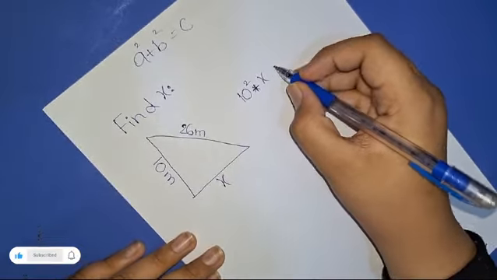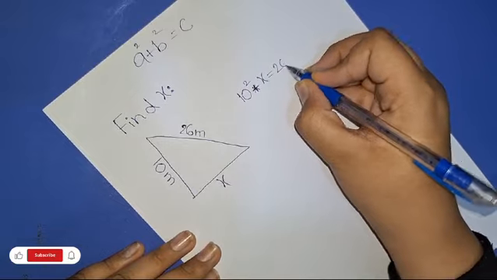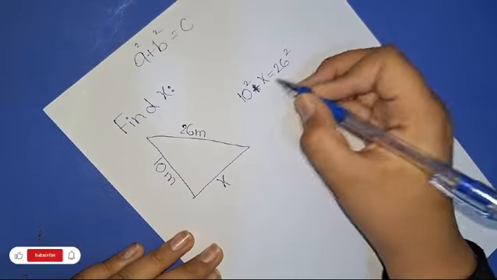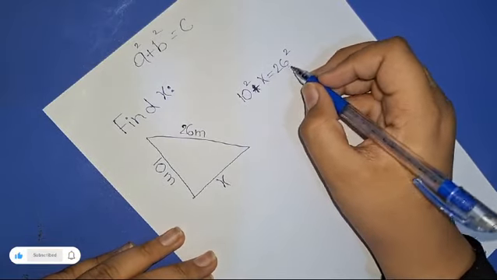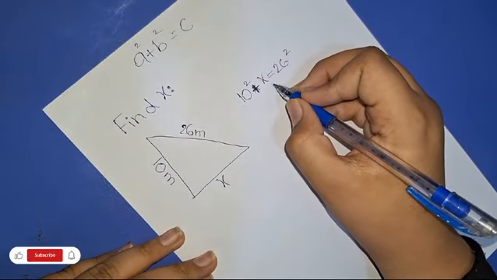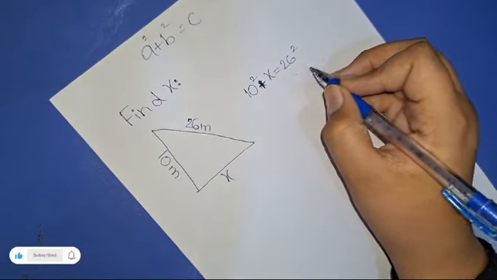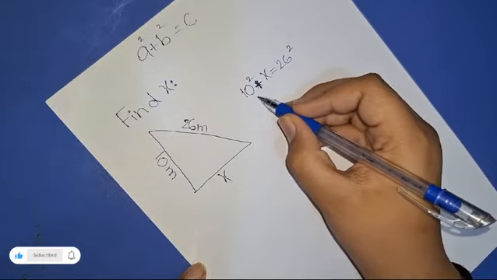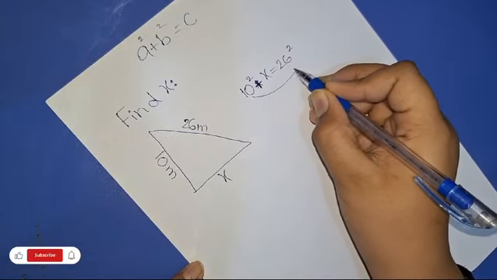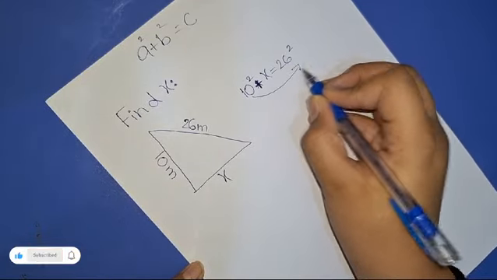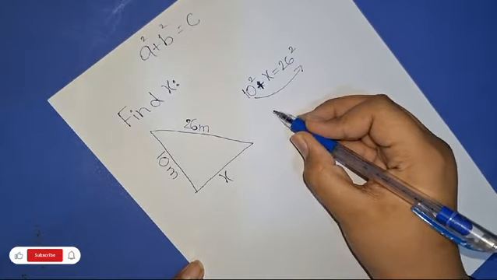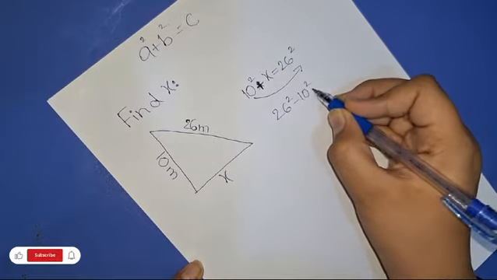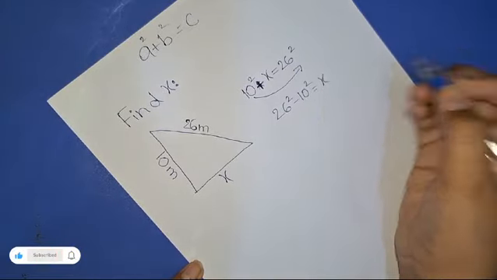It is equal to 26 square. This is an equation, as you know, and we have to solve it. To solve this equation, we have to inverse it. So plus 10 square, we will move it to the other side, where it becomes minus 10 square. So 26 square minus 10 square equals x.